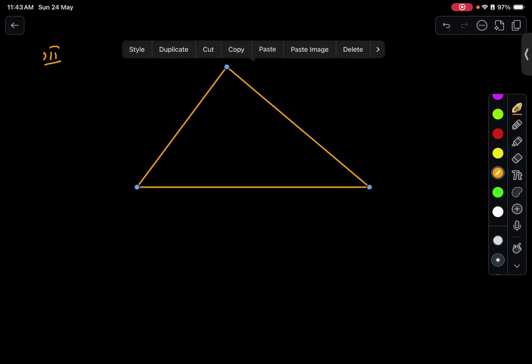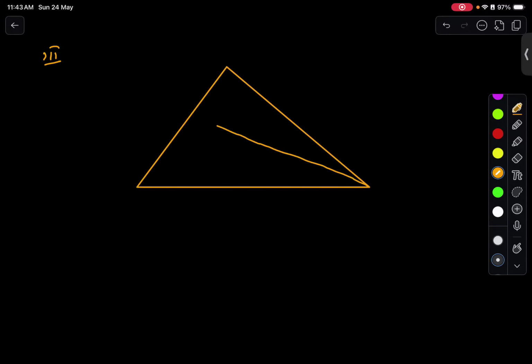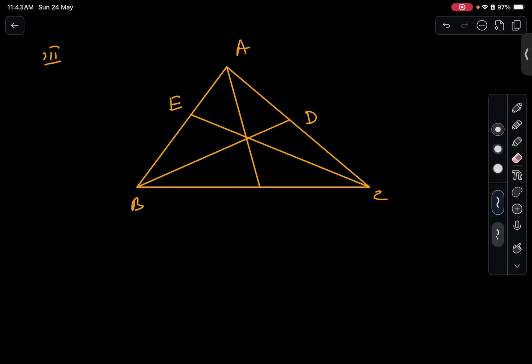Okay, this is given. Let this be A, this is B, this is C, and this is D, E, and F. I'm dividing this; D could be here only. We are forming a triangle.